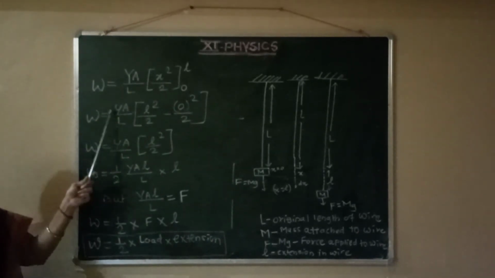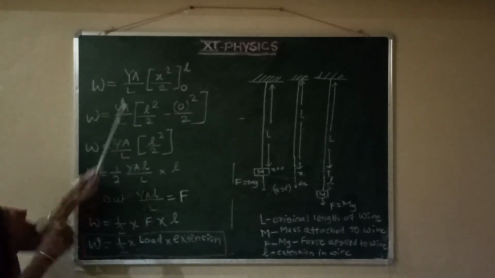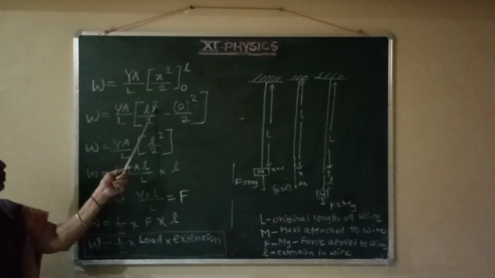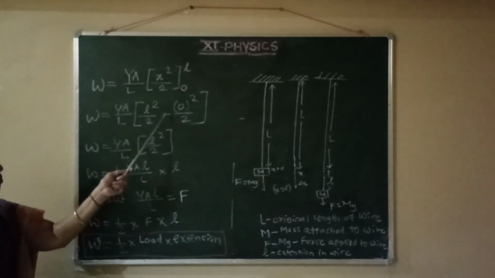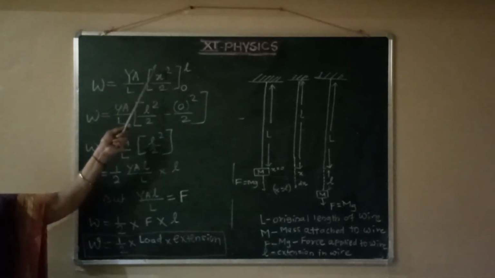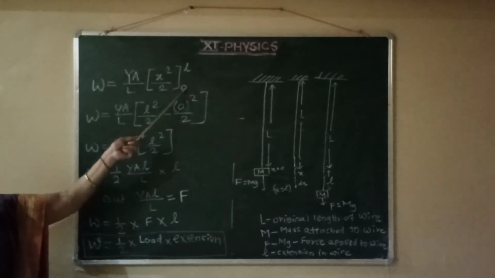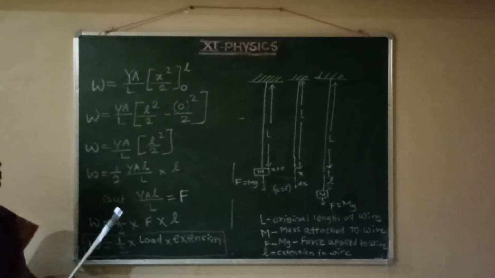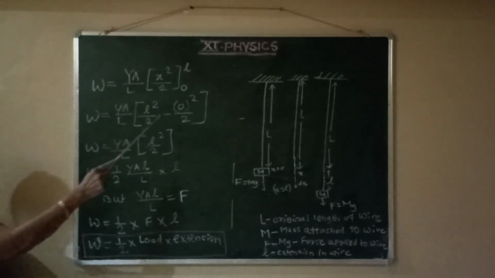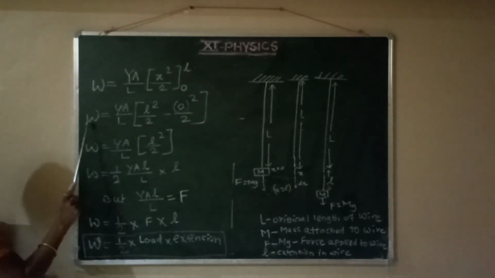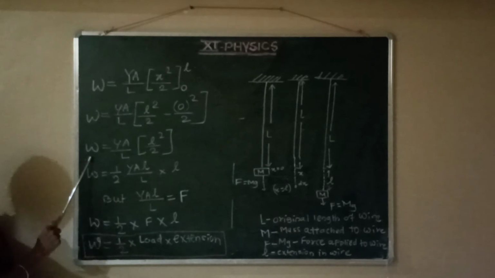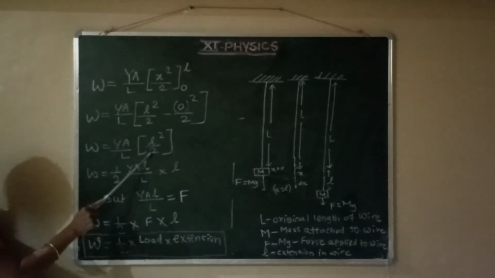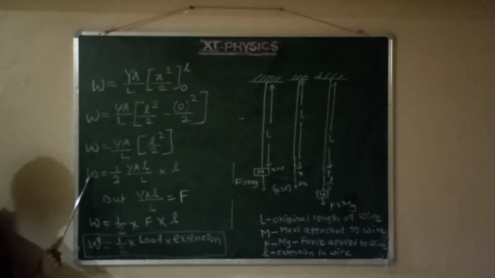वर्क डन W इज इक्वल टू YA अपॉन L. x इज इक्वल टू L सबस्टिट्यूट करा. सो यू गेट L स्क्वेअर डिवायडेड बाय 2 मायनस x इज इक्वल टू 0 सबस्टिट्यूट करा, लोअर लिमिट. सो 0चं स्क्वेअर डिवायडेड बाय 2. 0 square upon 2 is 0. So you get this equation. Work done W is equal to YA upon L, L square upon 2. So this equation we write in this way.